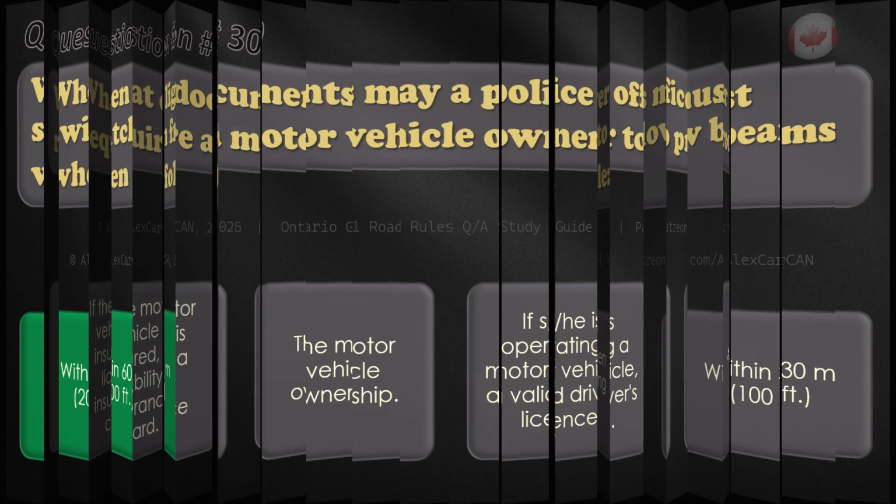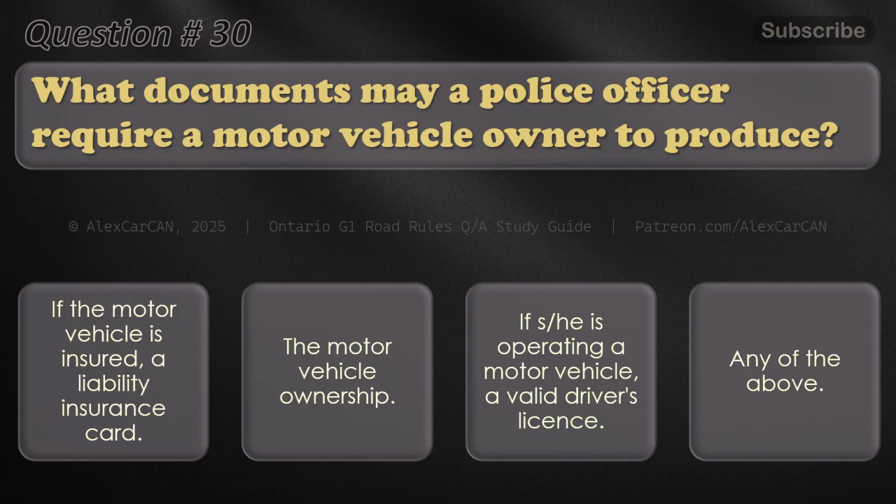Question number 30. What documents may a police officer require a motor vehicle owner to produce? If the motor vehicle is insured, a liability insurance card. The motor vehicle ownership. If he is operating a motor vehicle, a valid driver's license. Any of the above. The correct answer is any of the above.